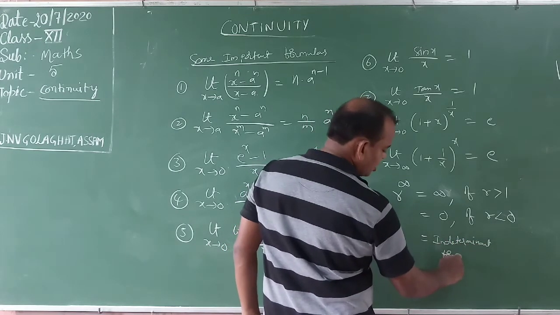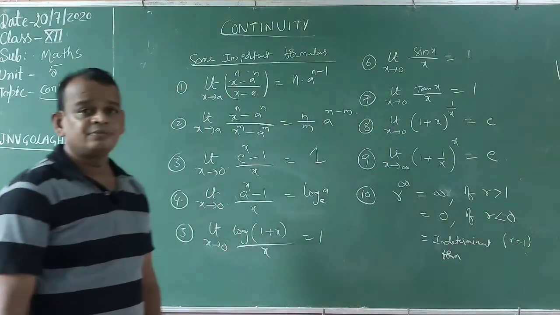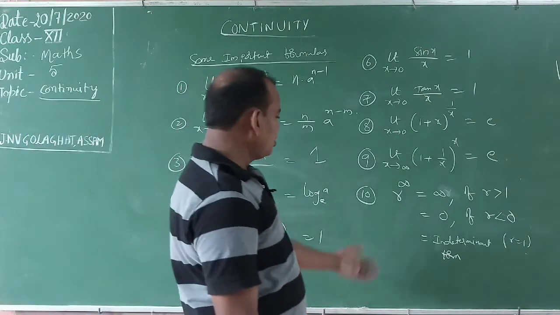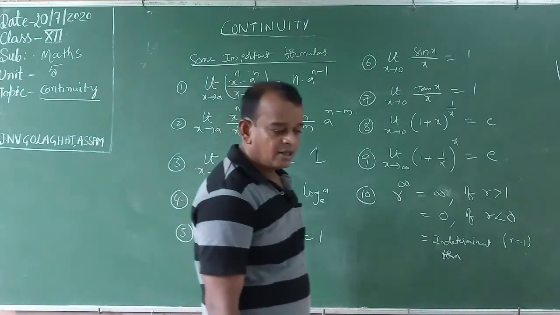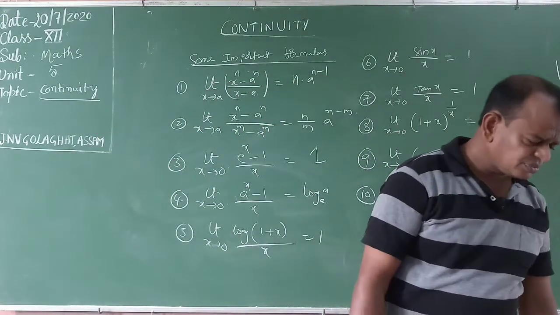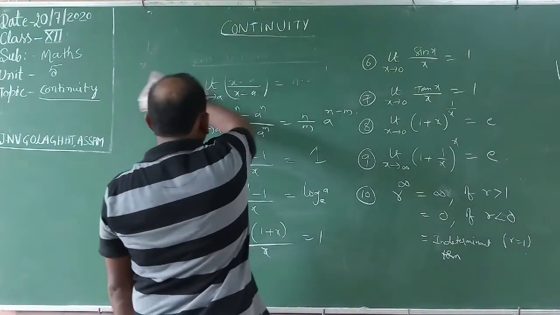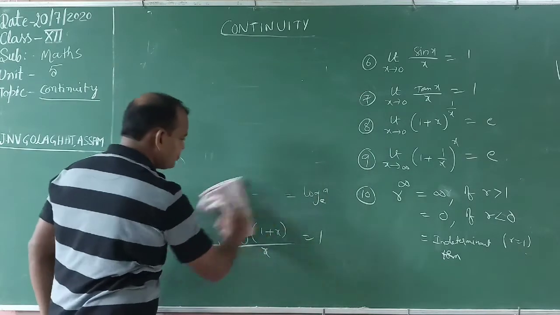Indeterminate form when r is equal to 1. Exactly, r value is 1. Understand or not? Okay. Now you remember these formulas. Now after that, we will do some problems. What are the problems?